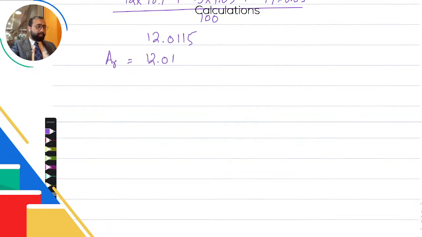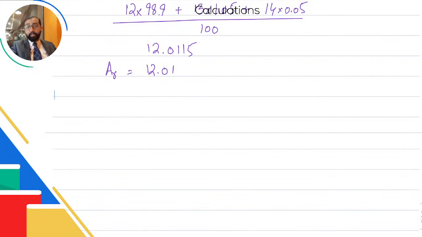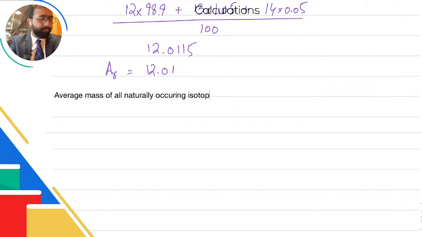What is relative atomic mass? It is the average mass. So here's the definition. They can ask you for the definition for 2 marks. So what is the relative atomic mass? It is the average mass of all naturally occurring isotopes compared with, now so far it's good, right? Compared with 1/12 of carbon-12 atom or isotope.